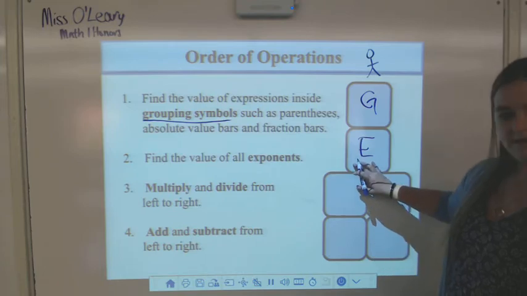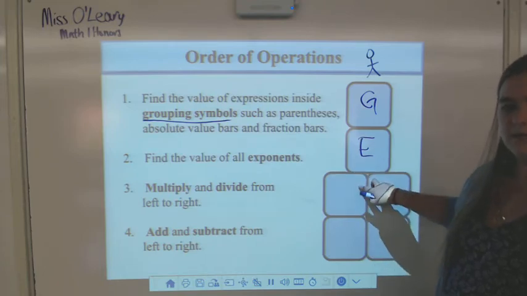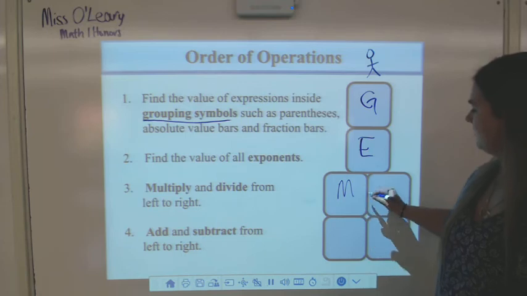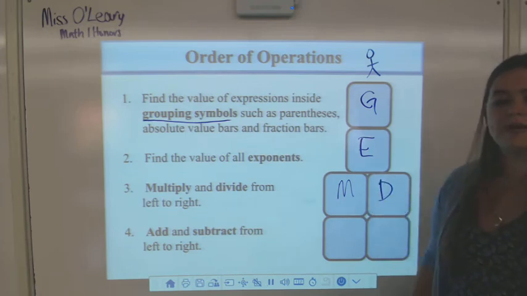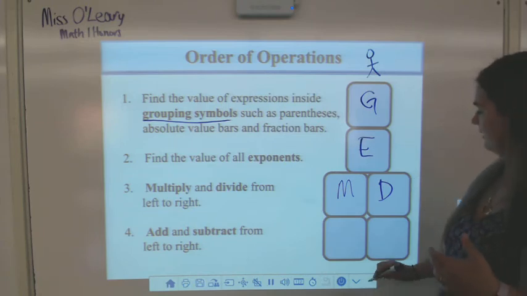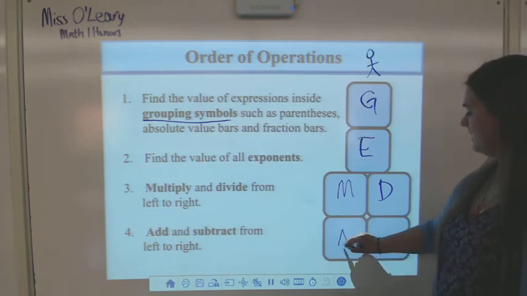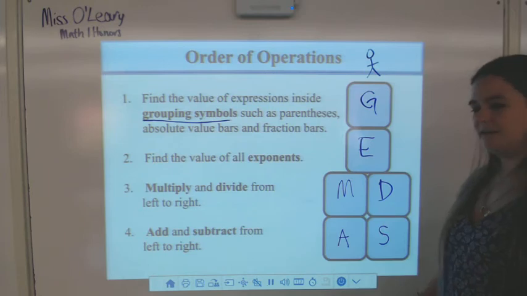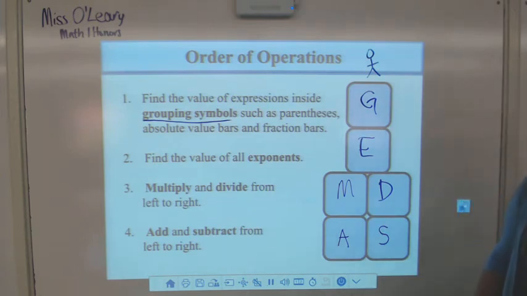But after that, my next jump, I land with 2 feet. I land in multiplication and division at the same time. So I want to start the way I would read and read from left to right and find all of my multiplication and division. And then I jump again with 2 feet into the addition and subtraction land. I want to make sure that I'm solving from left to right.